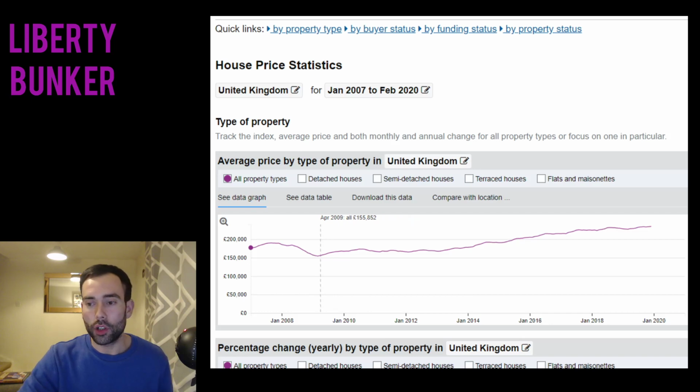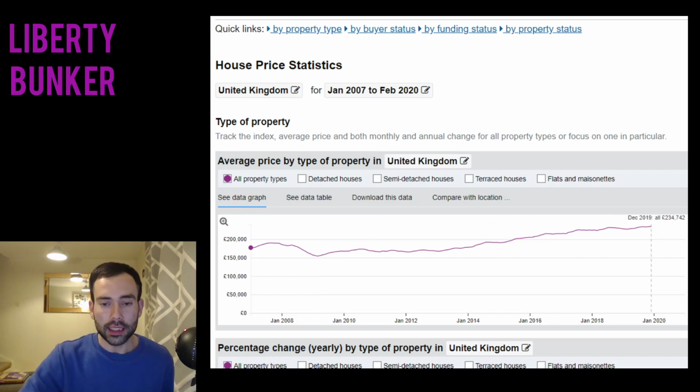So this is from the Land Registry. This is UK government data. After the housing collapse, we hit a low for UK house prices in March 2009. The average UK house price dropped to £154,000. To where we sit today, this is the most recent data, December 2019. We're up to UK average house price of £234,000. So since the low, the average UK house price has increased £80,000.